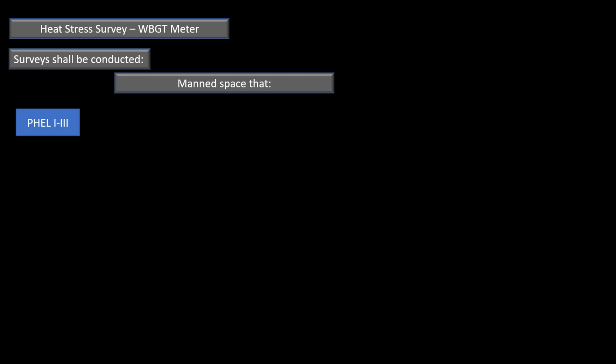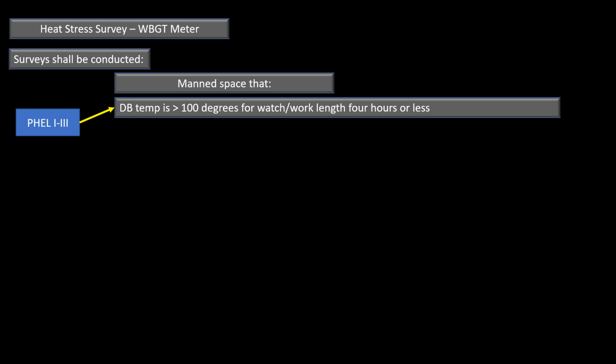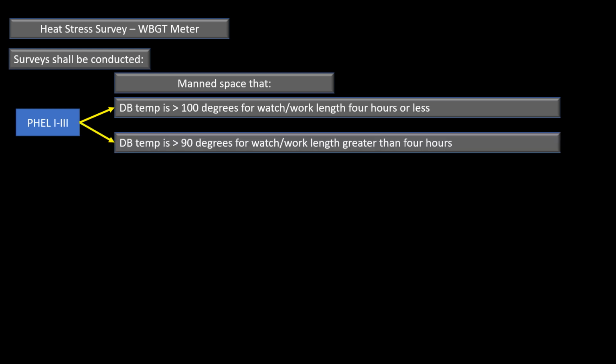So, determining when we actually have to do a heat stress survey, when we've got to take the WBGT meter out and conduct a survey. For manned spaces that are FEL level 1 through 3, the lighter end of the spectrum when it comes to work, we're going to do a survey with the WBGT meter if the dry bulb temperature is greater than 100 degrees in a space where we're working less than 4 hours. We're going to do it in a FEL level 1 through 3 if the dry bulb temperature is greater than 90 degrees and we're working longer than 4 hours.